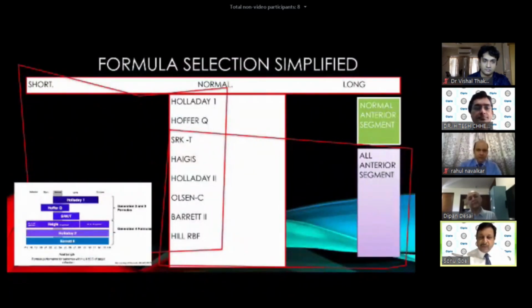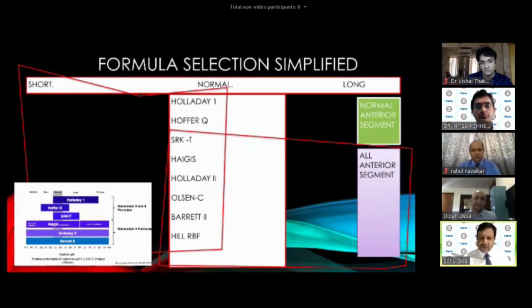I would like everybody to have a very close look because this is a common question which is being asked: which formula and when to be used. So I've tried to summarize. The formula selection is very simplified. If you see on the table, on the left lowermost, the Barrett 2 extends its arms from the shortest to the longest eyes. So I think it is one of the most important formulas which helps you from the extremes of the axial length positions.